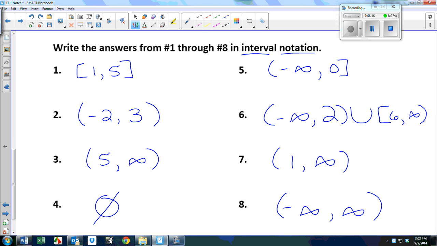Parentheses for not included, brackets for included. And then every now and then, if you have an or, you'll need to use the union symbol to combine two different sets of solutions.